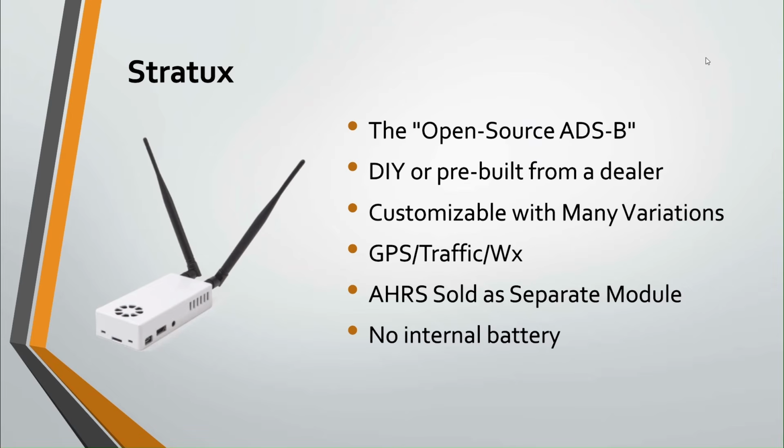The next device we will explore is the Stratux. The Stratux is the open source ADS-B. It can be purchased DIY or pre-built from a dealer. It is a customizable device with a lot of variations. By default, it comes with GPS, traffic, and weather, and an AHRS module can be sold separately, as well as an external GPS. One thing to note with the Stratux is there's no internal battery, so an external power source or an external battery is required to power the unit in flight.